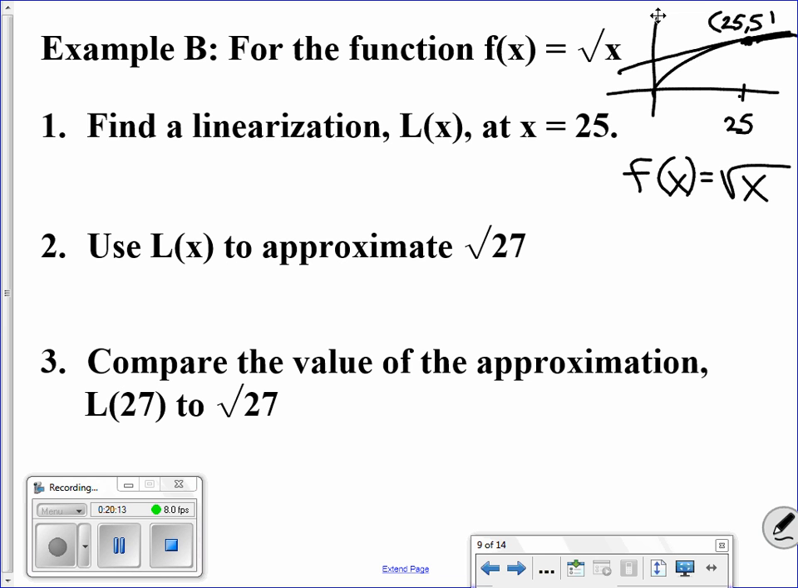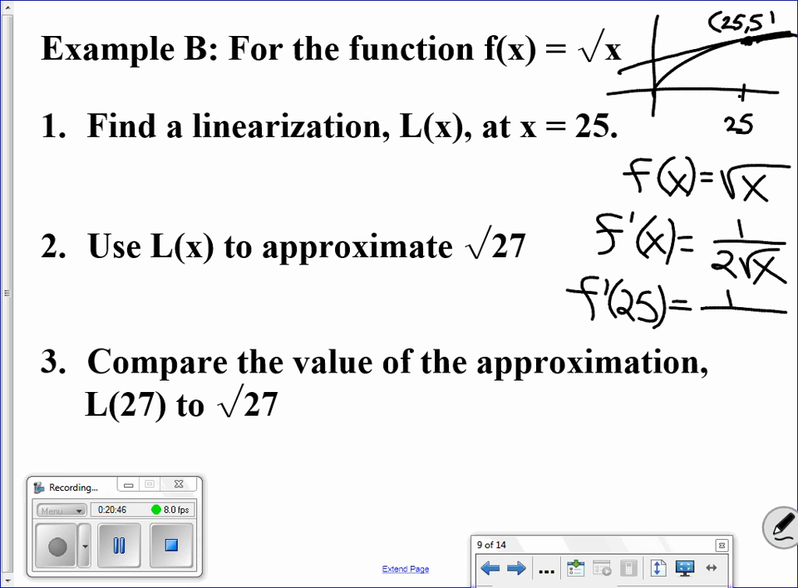What's the derivative of the square root of x? And I want it in radical form, not with negative exponents or anything weird. 1 over 2 rad x, because it's 1/2 x to the negative 1/2. And what number do we have to plug into that derivative to get the slope of the tangent line? 25, the x coordinate of our point there, because it has an x in it. So the slope is 1 over 2 rad 25, which is equal to 1/10. Yeah, that looks like it has a slope of 1/10, right?